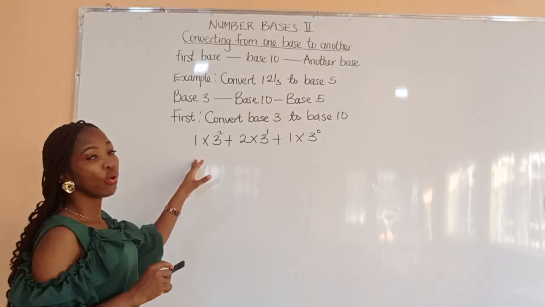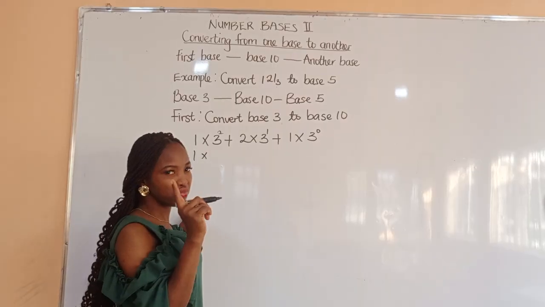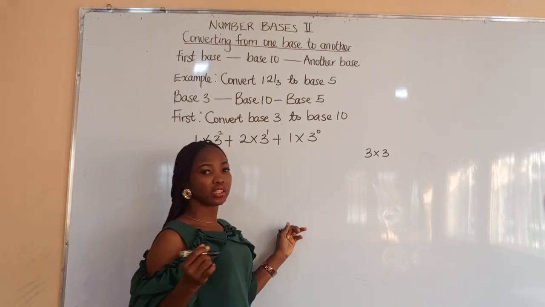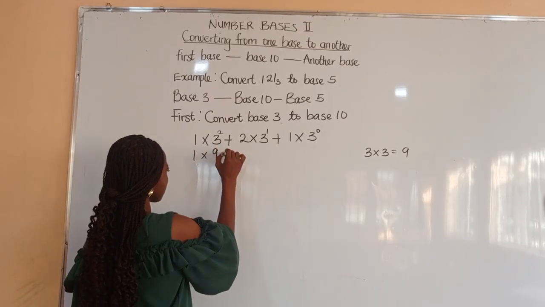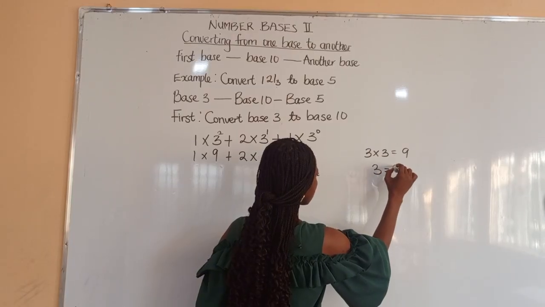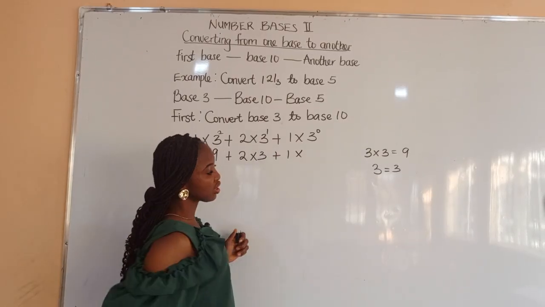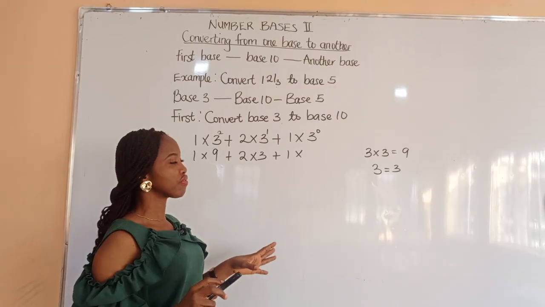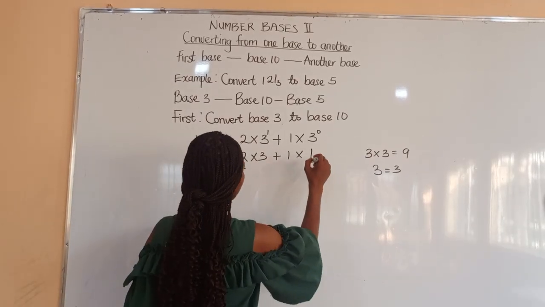The next thing I'm going to do, 1 times 3 raised to the power of 2. Don't make the mistake of doing 3 times 2. No, that's wrong. What it means is 3 raised to the power of 2 means 3 in 2 places. So 3 times 3 is 9. So we have 1 times 9 plus 2 times 3 raised to the power of 1, which is 3. And finally, 1 times 3 raised to the power of 0. Like I told you in the previous video, any number raised to the power of 0 is 1. Therefore, 3 raised to the power of 0 is 1.